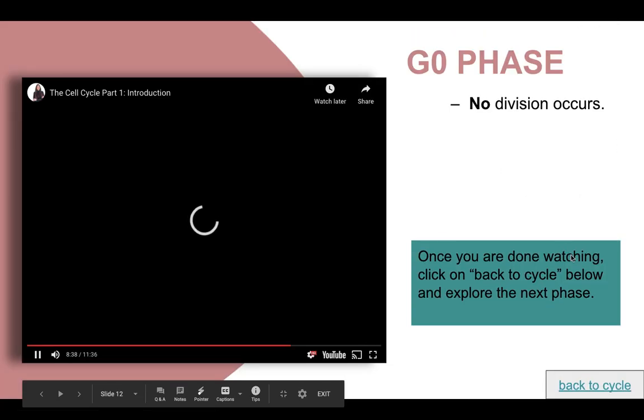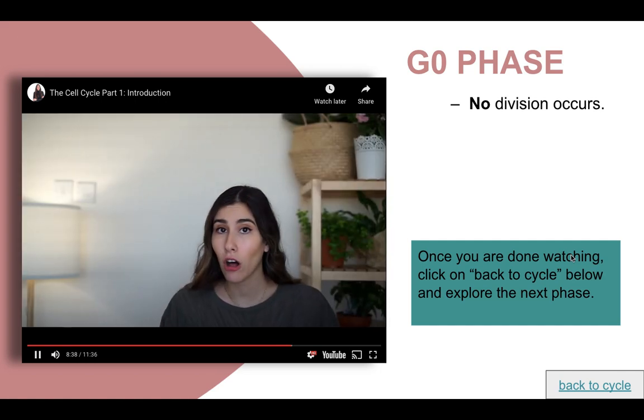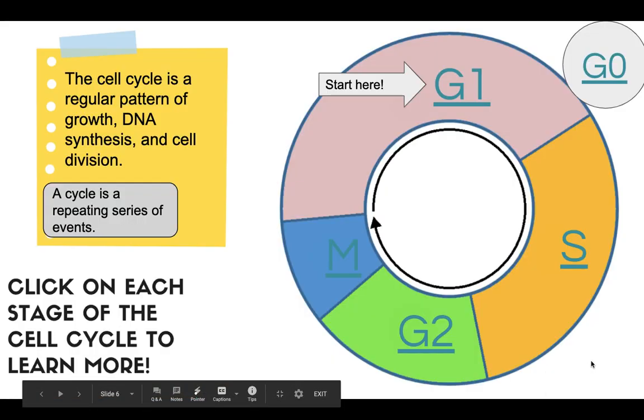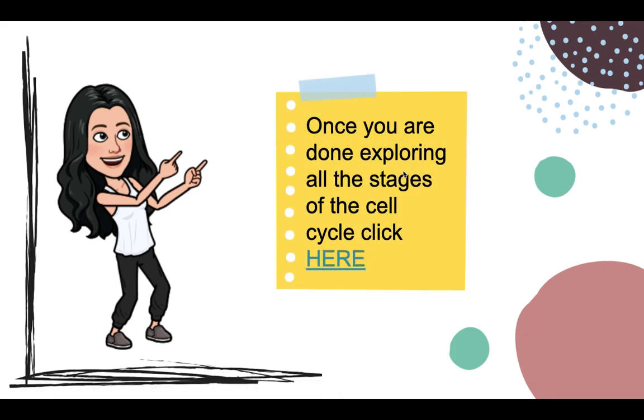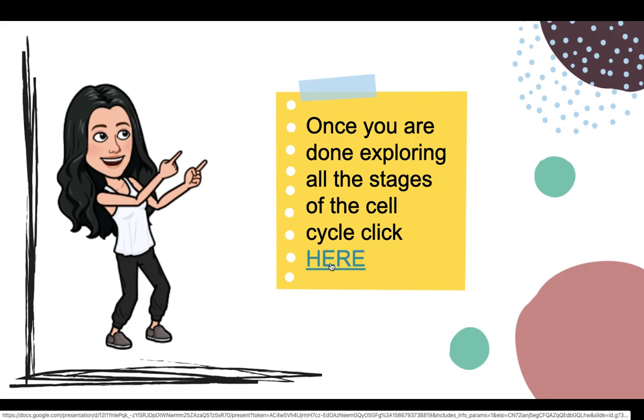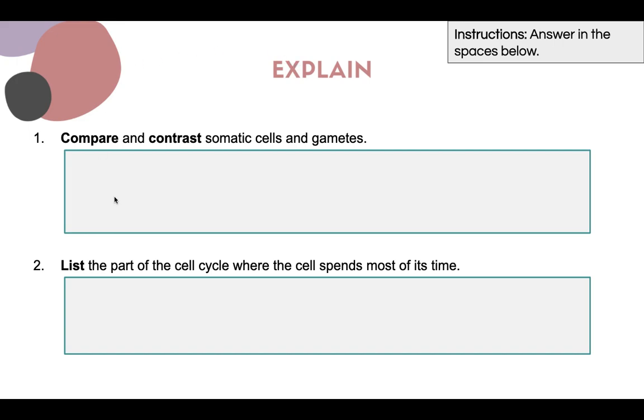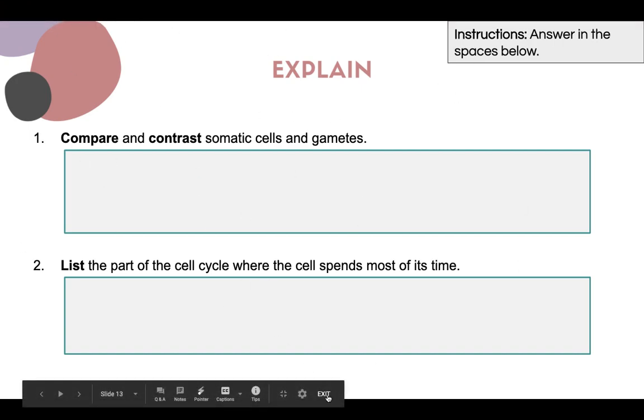All right, and then once I'm finished watching about G0, I'm going to click back to cycle, and then I'm going to click next. So here it says, once you are done exploring all the stages of the cell cycle, click here. So we've already watched all the videos about the cell cycle, so we're going to go ahead and click. And this will take you to the last part of the lesson, which is the explain part. And here you're going to have to answer the questions based on what you learned. So in order to be able to do that, you're going to exit from the full screen, okay, or the presenter mode. You're going to go ahead and exit.